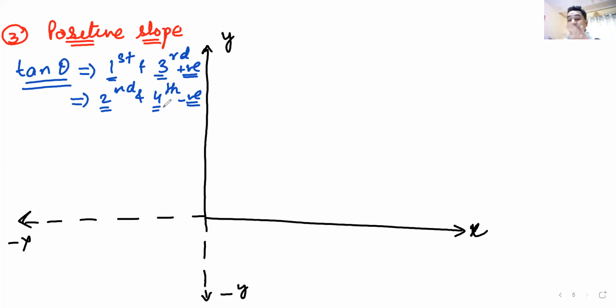Looks good. So tan theta is positive in first and third quadrant. Tan theta is negative in second and fourth quadrant. Now, what do you mean by a line lying in the first quadrant? What do you mean by a line lying in the third quadrant? Can anyone tell me what a line lying in the first quadrant looks like? What do I mean by a first quadrant here?